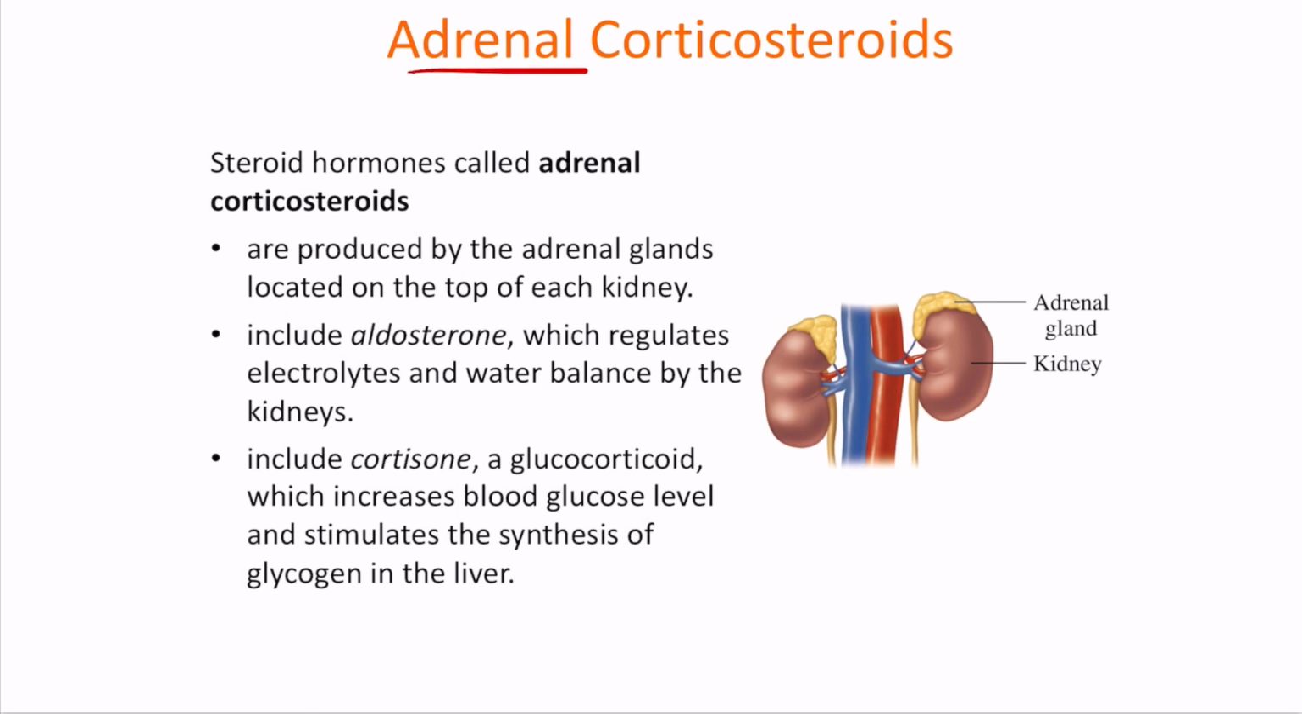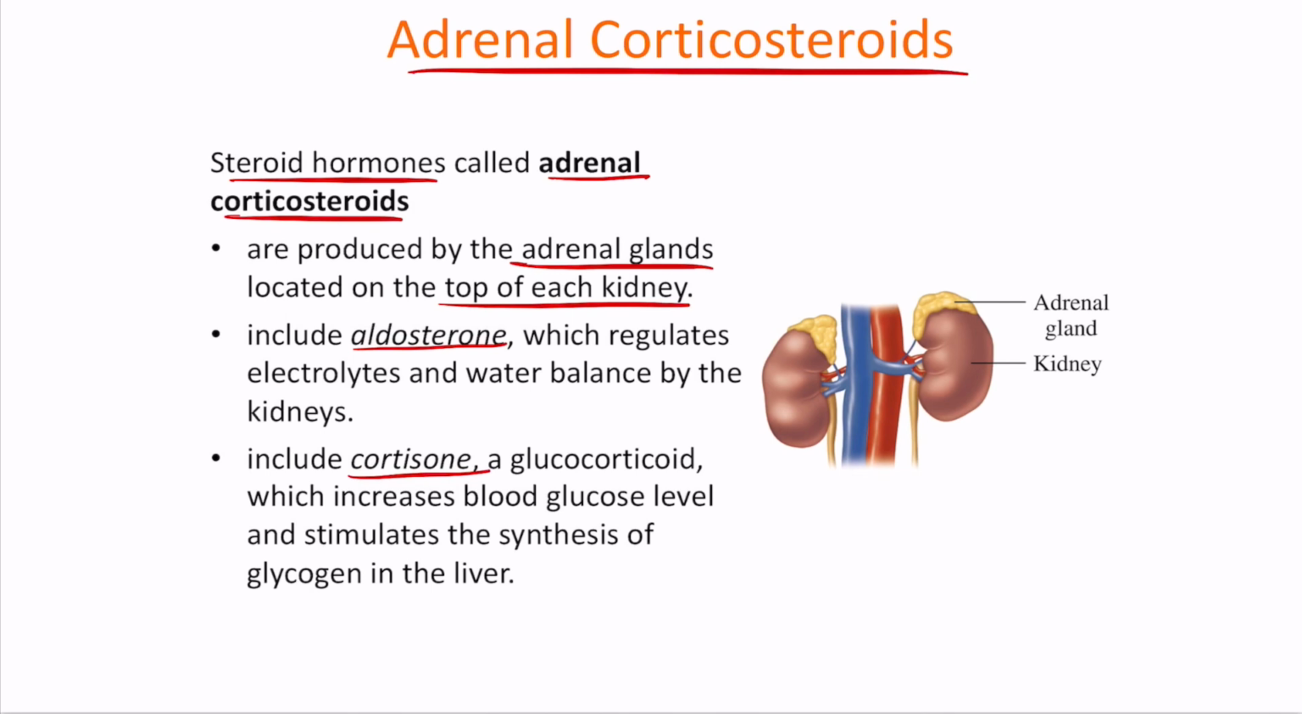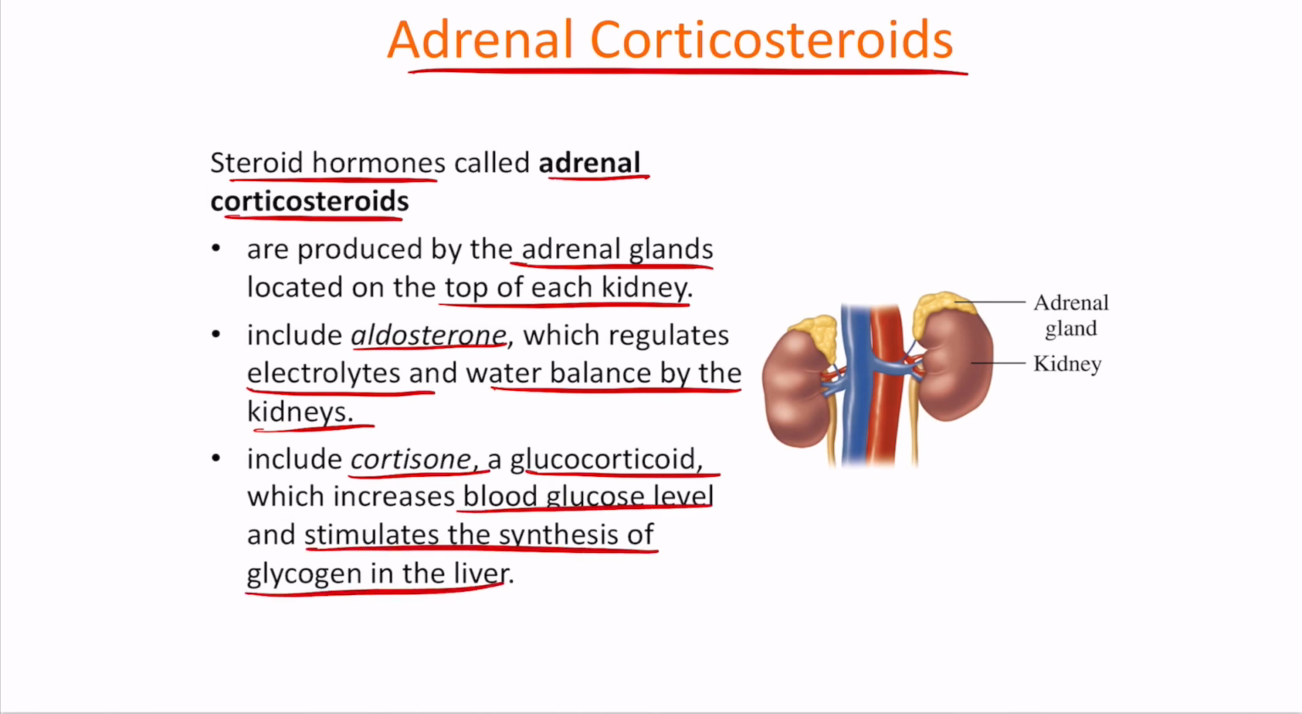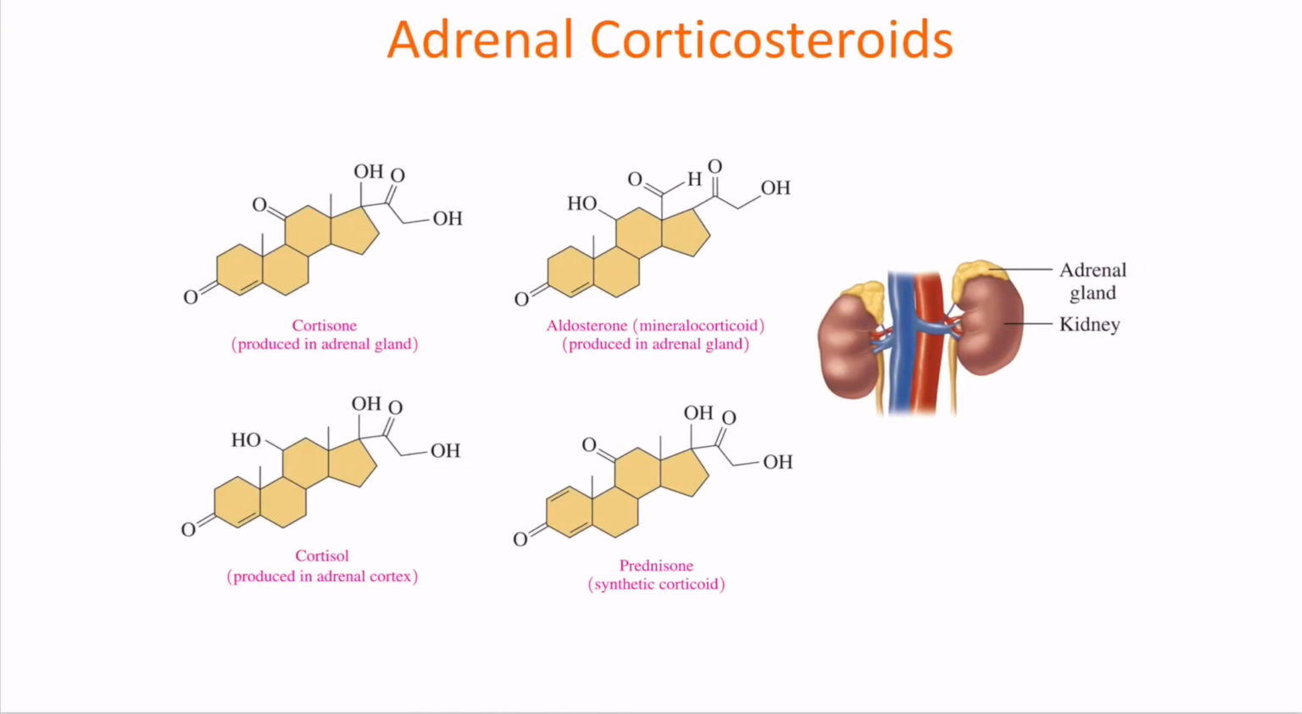Next, let's talk about adrenal corticosteroids. These steroid hormones, also called adrenal corticosteroids, are generally produced in the adrenal glands located on the top of each kidney, and it includes two of them. One is aldosterone and the other is cortisone. Aldosterone is the one that regulates the electrolytes and the water balance by the kidneys. Cortisone is the glucocorticoid which increases the blood sugar level and stimulates the synthesis of glycogen in the liver.